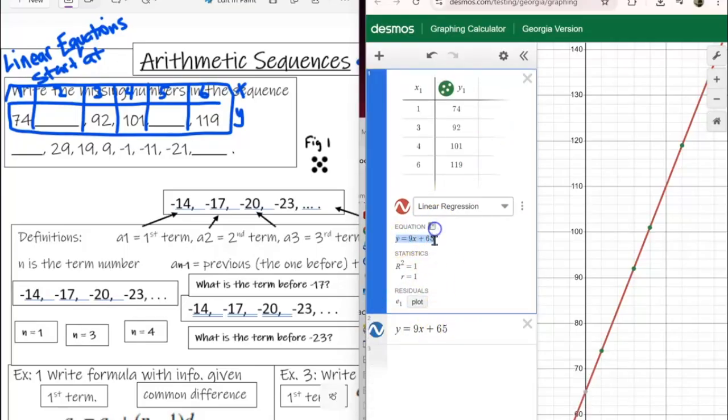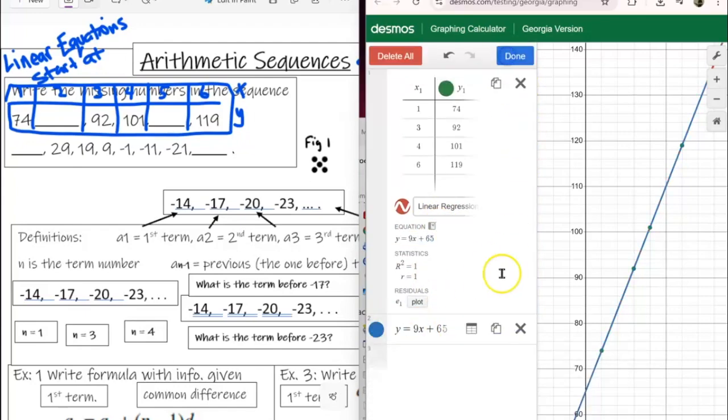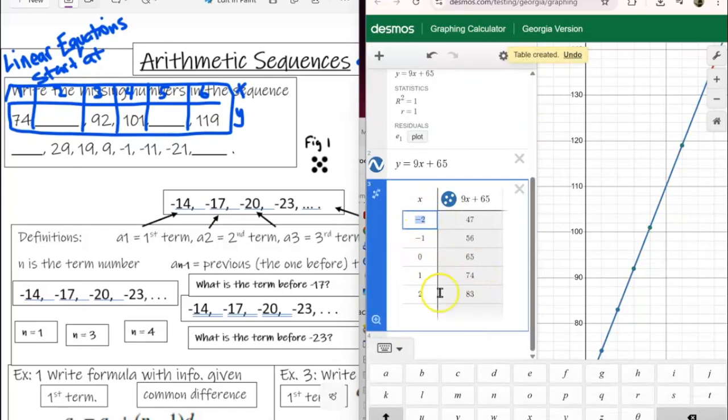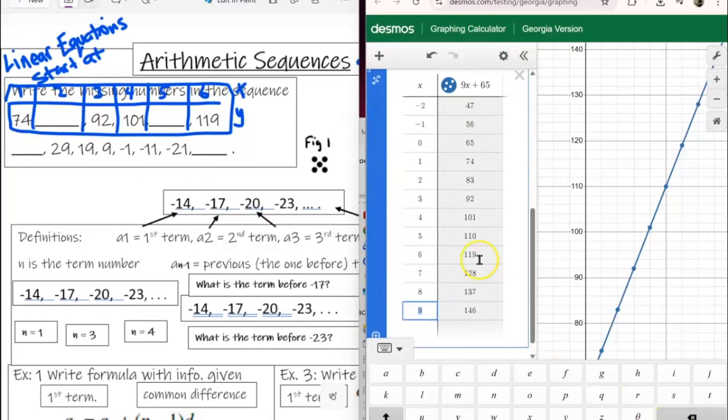So I can copy this equation, or I can click this little notepad. Once I do that, I'm going to click gear and then table. Now I can put in any value that I want. Because this is going in order, the faster way would just be to come to the end and then press enter, enter, enter, enter like that. Now, if you want, you can type in the numbers that you also want.